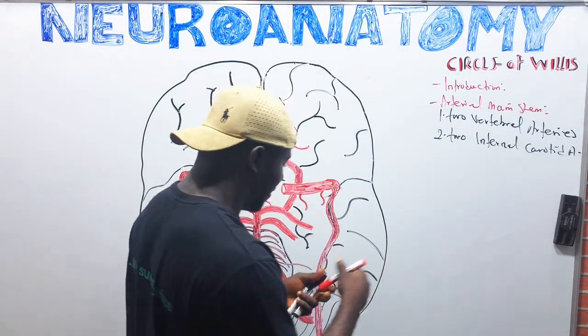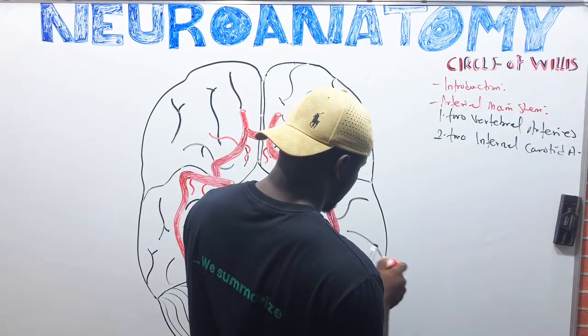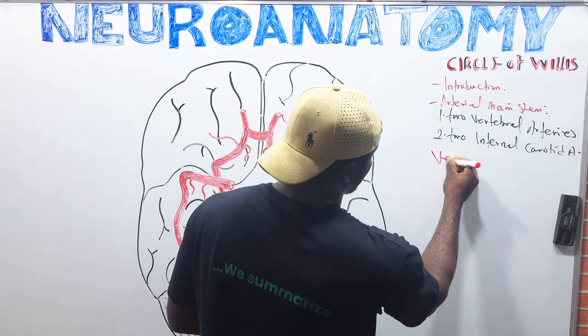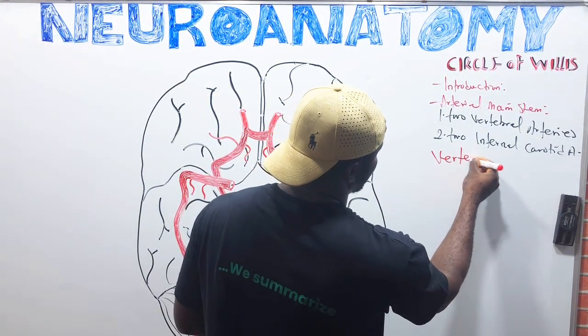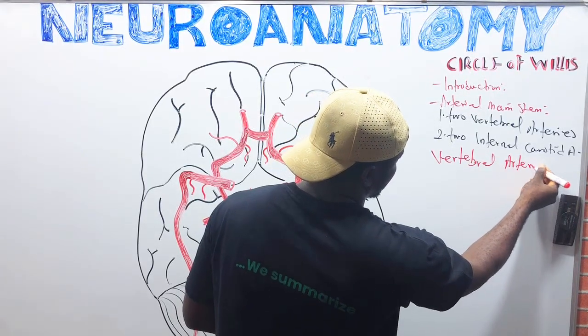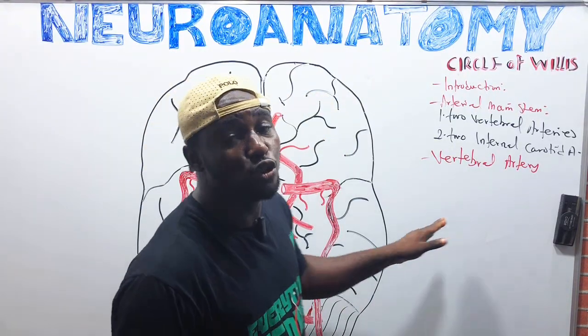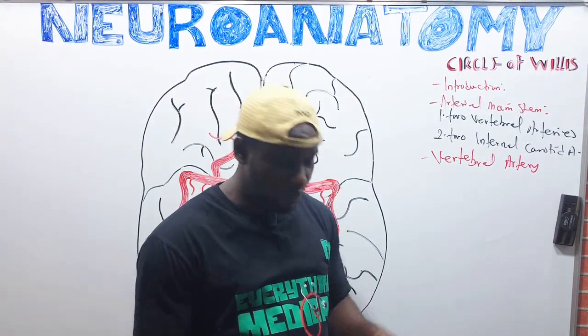Now, first is the vertebral artery. There are two vertebral arteries, right? The right and left vertebral artery.